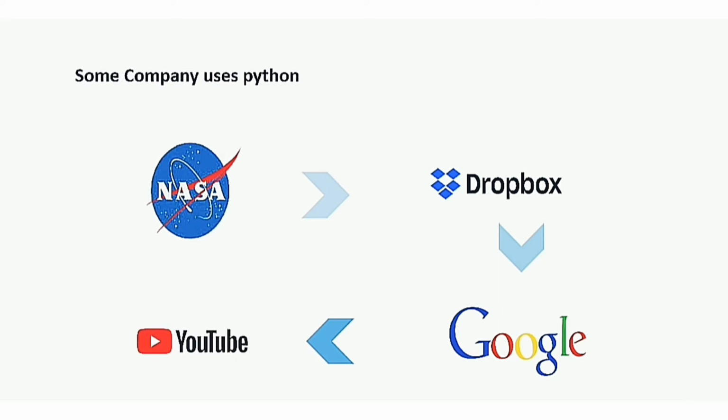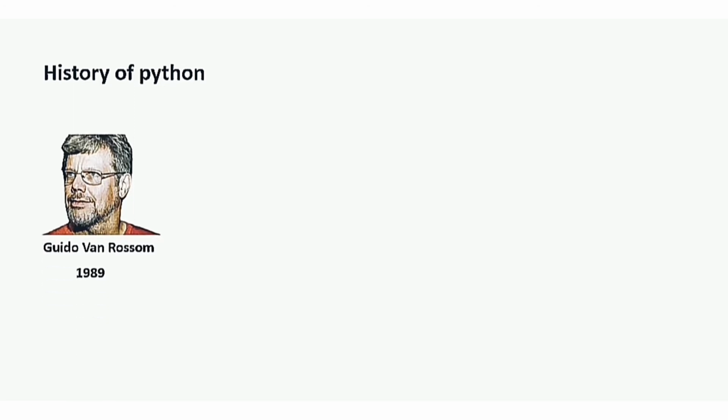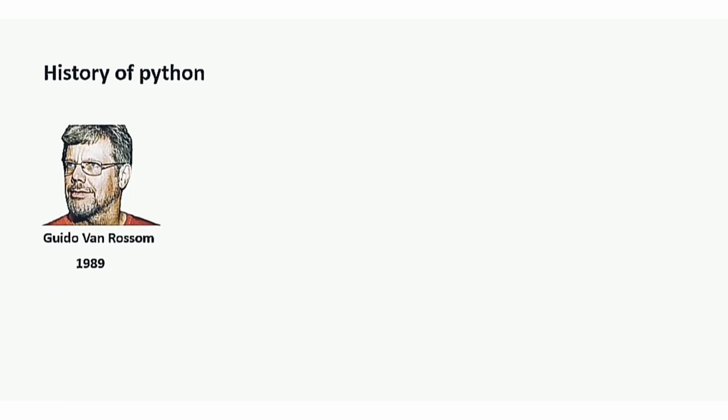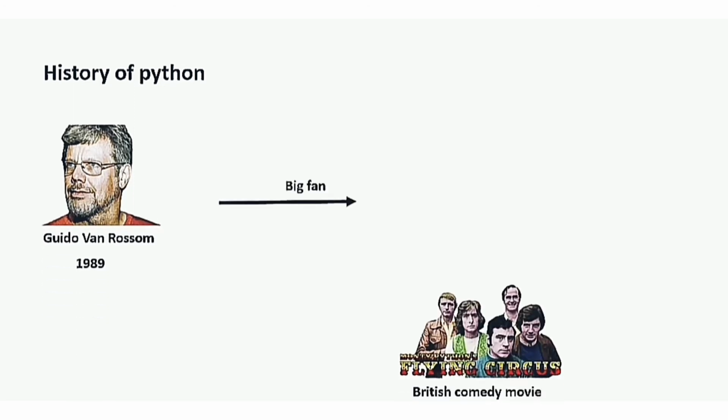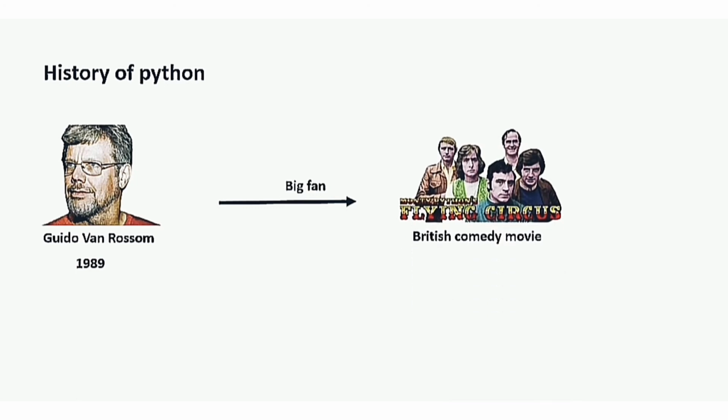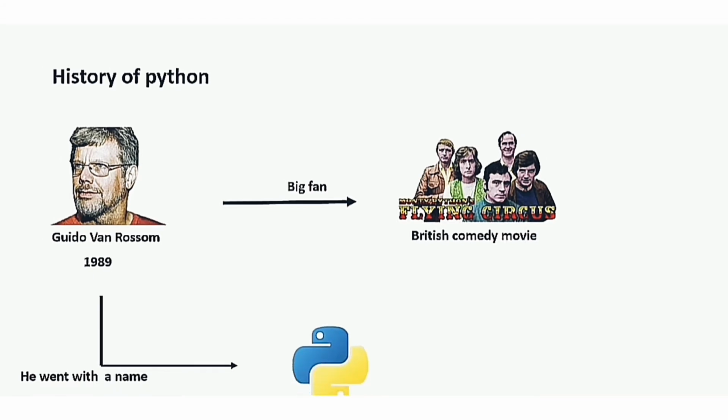Now let's focus on the word Python. In fact, when we talk about C, C++, Java, these names have a story. What about Python? The author of Python, Sir Guido van Rossum, is a big fan of the British comedy movie called Monty Python's Flying Circus, and that's why he went with the name Python initially. It is one of the easiest languages to learn, and now let's see the versions of Python.